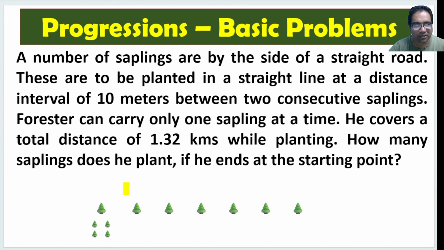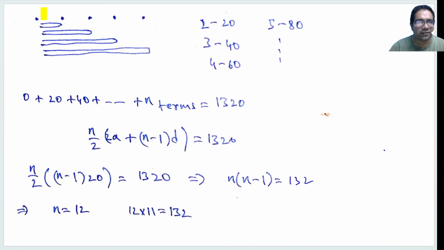This is actually very simple. To plant the first sapling, he doesn't need to travel, because that is right where the entire set is. For the second sapling, he has to travel 10 meters and come back, so a total of 20 meters. For the third sapling, he has to cover 10 plus 10, 20, and come back another 20, total 40. For the fourth sapling, he has to cover forward 10 plus 10 plus 10, 30, plus backward 30, 60.